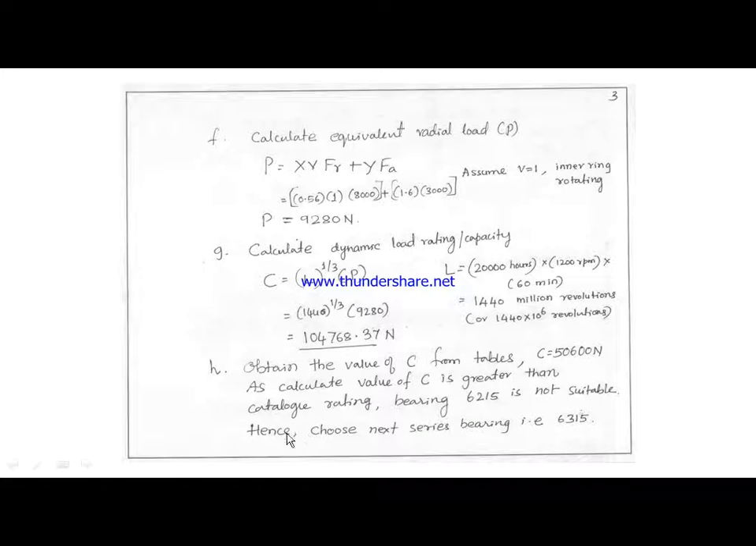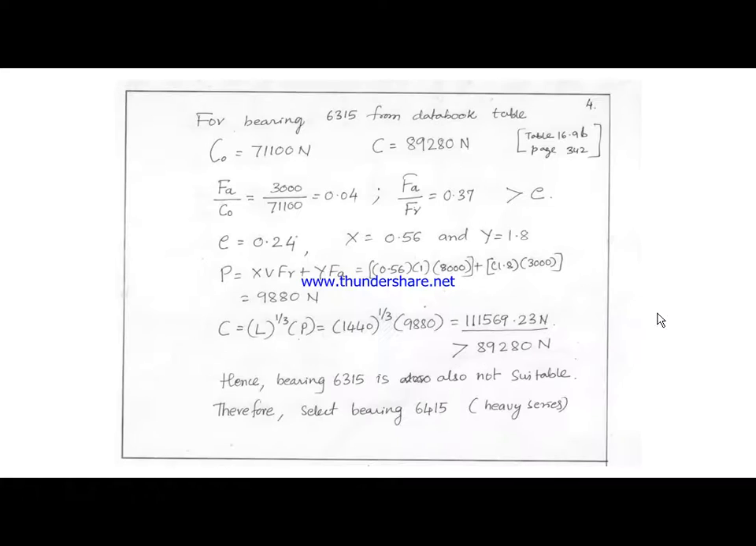So you have to go for the next series of bearing, that is 6315, because the type, deep groove ball bearing, is given and you cannot change it, and also the bore diameter is given as 75 millimeter, that also you cannot change. So the only thing is you can move from series 2 to series 3, the medium series. So let us pick this bearing 6315 and let us see what happens.